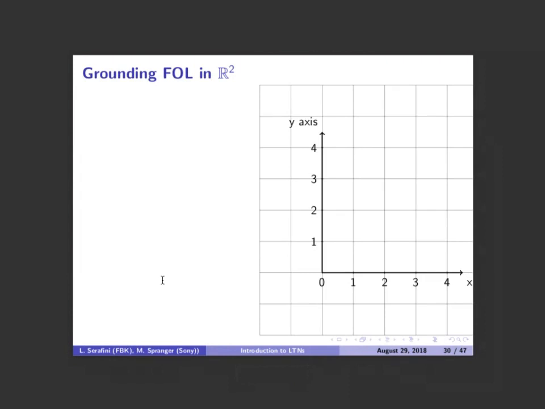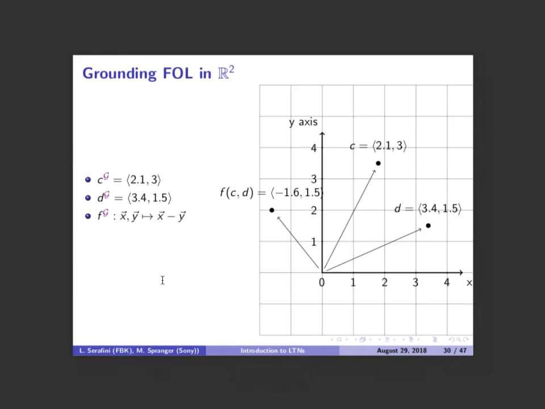So let's look at an example. Suppose we are here in this R^2 domain, and we have some data about an object C, and this is grounded into values 2.1 and 3. And we have another object D, and this is grounded in that way, and as I said, these may be the sensors. And then we have a function which applies to C and D, and this is also grounded in those points there, because we've defined it as just the difference.